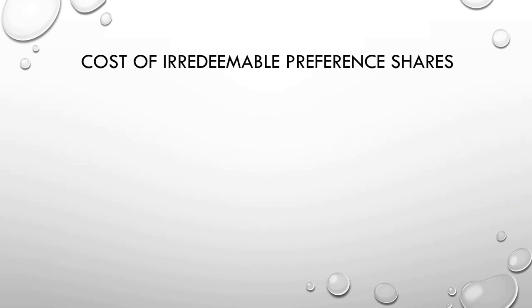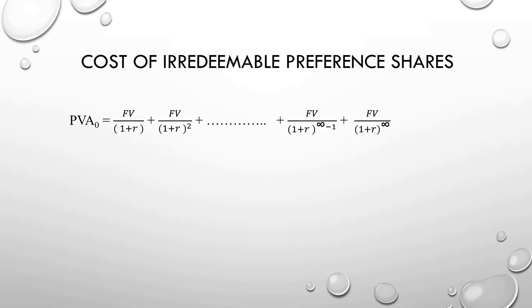Now, if you remember, whenever we have done the perpetuity, this is the form. Right now, we are going to invest the money, let's say in a bank or anywhere else, and from the next year, this will be future value 1, this will be future value 2, and this will be future value infinity. That means till our lifetime, we are going to get the money. So the same scenario is there with the irredeemable preference shares.